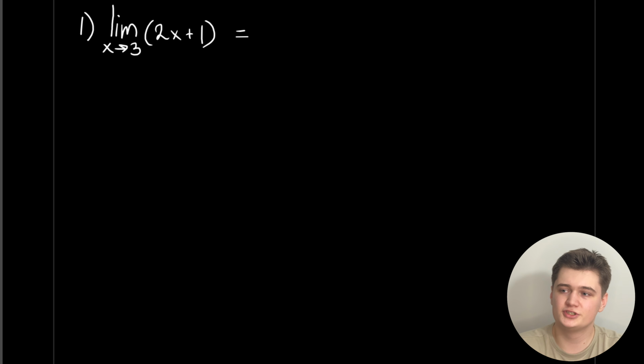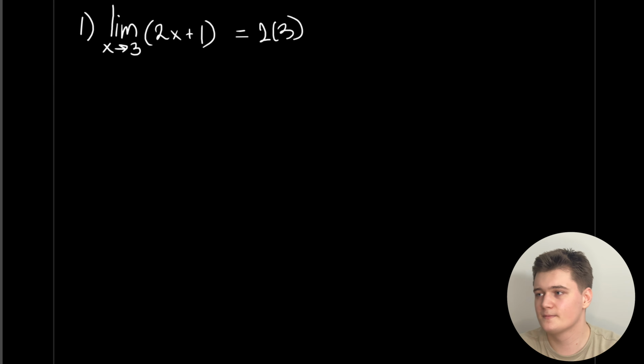As limit x approaching 3 for the function 2x plus 1, we know that if we plug in 3 directly, it's not going to give us a division by 0. Therefore, we can just confidently plug it in. So 2 times 3 plus 1 equals 6 plus 1, and it equals 7. Right? Perfect. That is our final answer. No extra work to do.